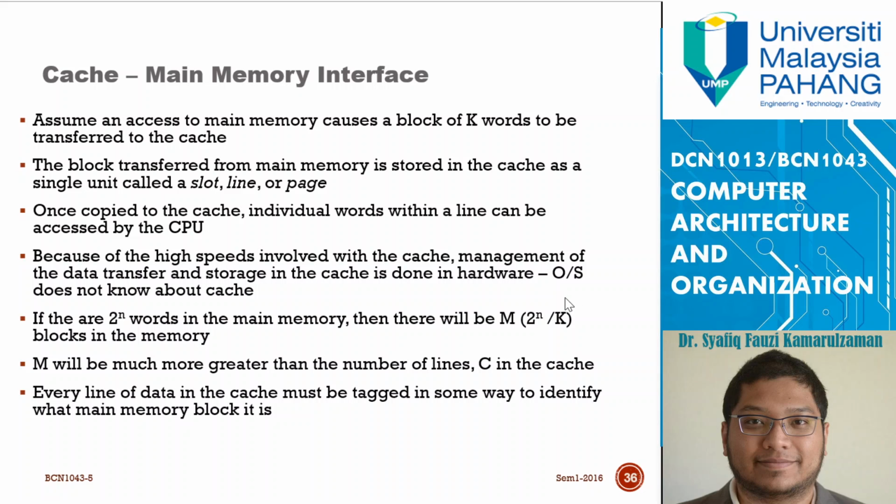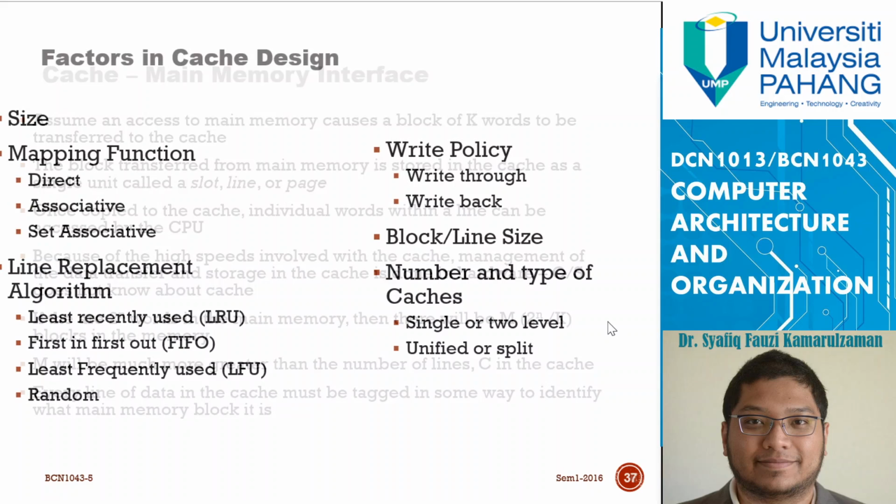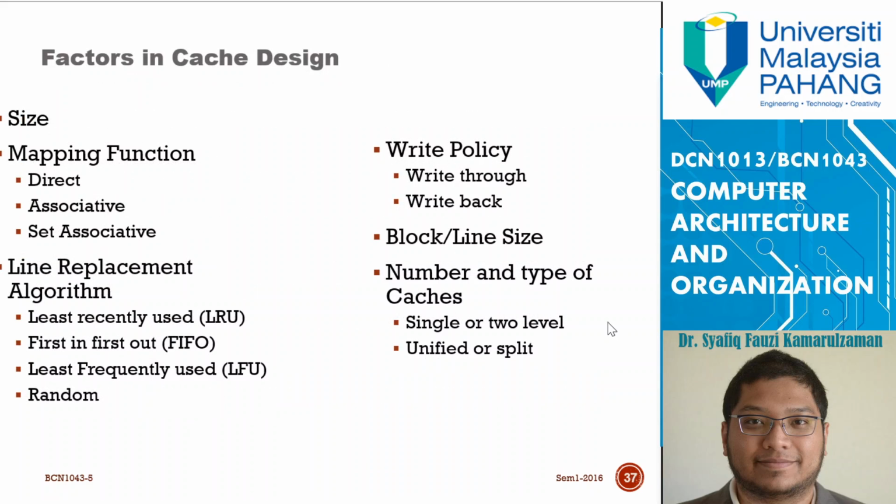Okay, so m will be much greater than the number of lines c in the cache. So every line of data in the cache must be tagged in some way to identify which main memory block it is. So this is the relationship between cache and main memory. Let's go into a little bit more detail.